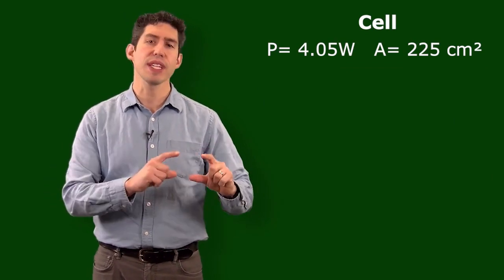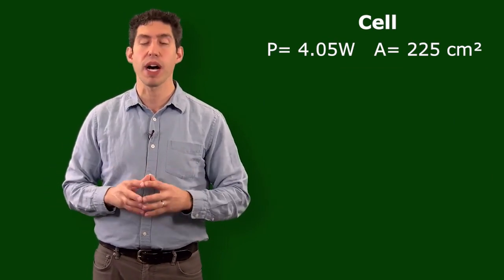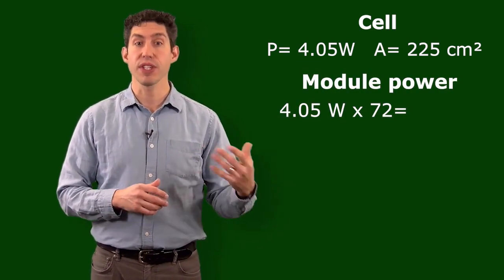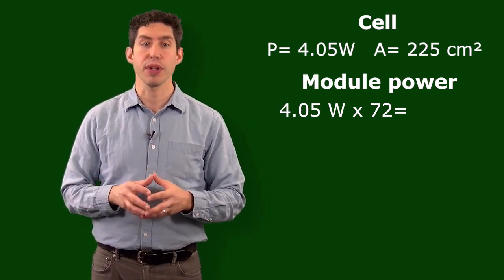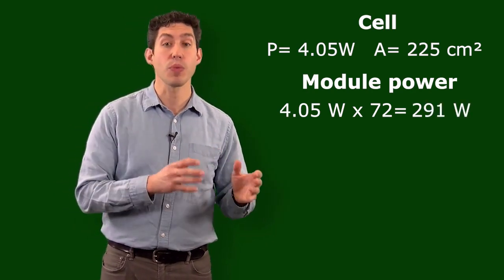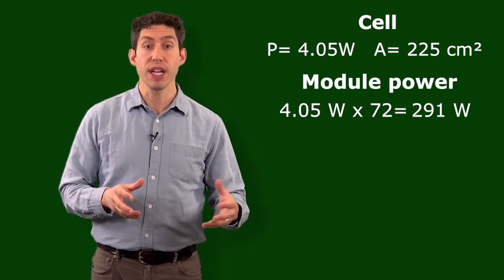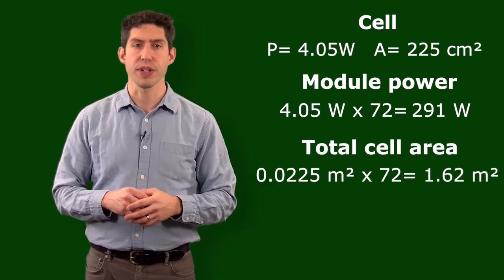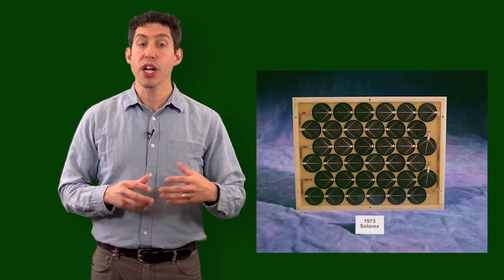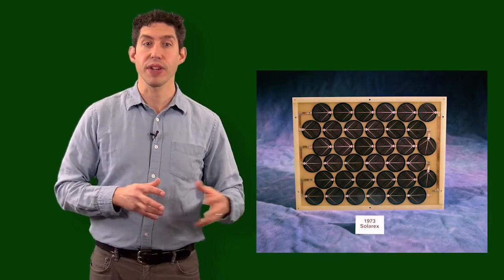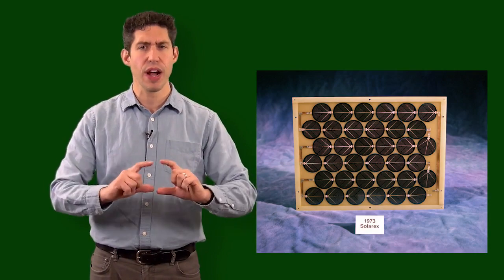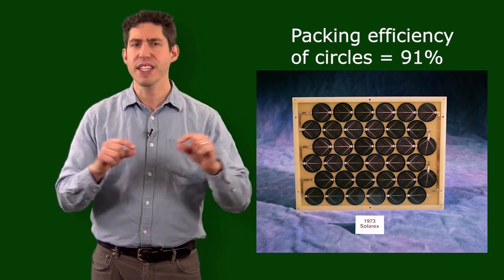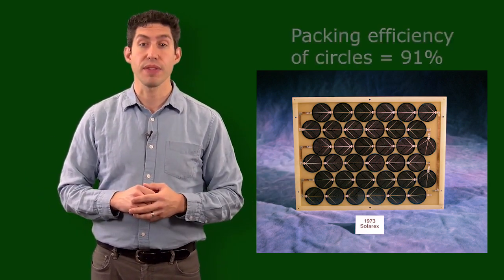If we put those individual cells with the same efficiency into a module that contained 72 cells, we would multiply the 4.05 watts by 72 cells, and we would get a potential power output of the whole module of 291 watts. All the cells would sum to 225 square centimeters times 72 cells, or 1.62 square meters. It's pretty large. At minimum, the module is going to be larger than the sum of the individual cell areas, though, because the closest you can pack any circular object with other circular objects is about 91% of its total area. That doesn't even include the framing or other pieces that are involved in the module.